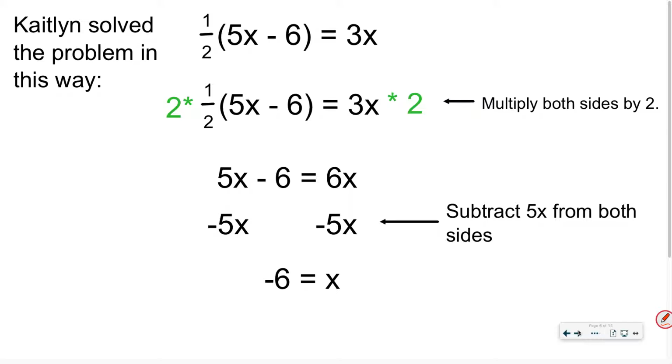Can she do that? Is that okay? Why is she allowed to do that? She's doing it to both sides. Whatever you do, as long as you do it to both sides, your value hasn't changed. So she is absolutely allowed to. She can multiply both sides by 1,000,000 if she really wanted to, as long as she did it to both sides. So we know she's allowed.